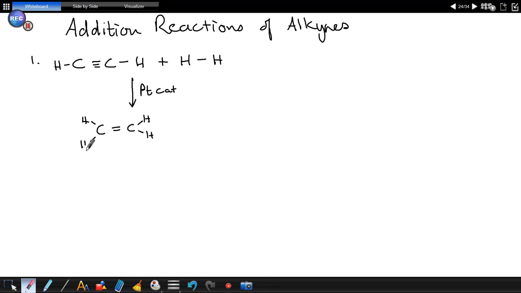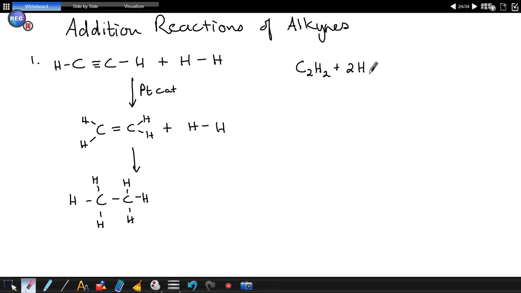Usually these reactions take place in steps. And if you add more hydrogen to that, the double bond will break to form ethane. The way you answer the question honestly depends on what they ask. If you had to write the molecular formula, you would say C2H2 plus 2H2 goes to C2H6, with Pt catalyst. So you have to keep adding hydrogen in order to break the double bonds. You see the different way in which they can ask.